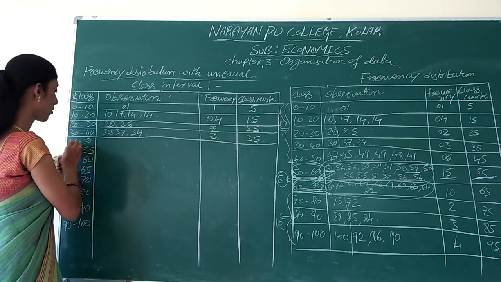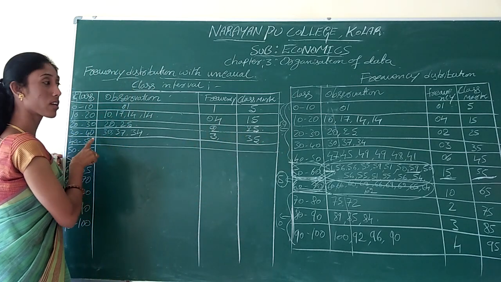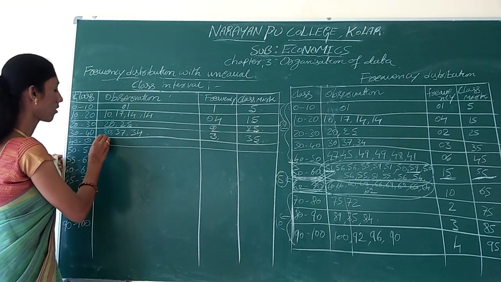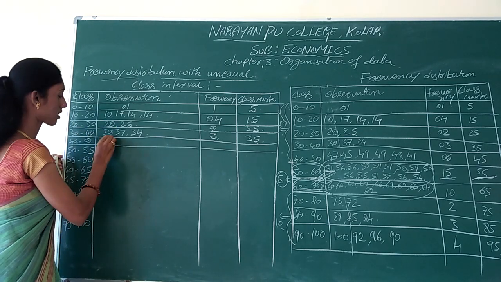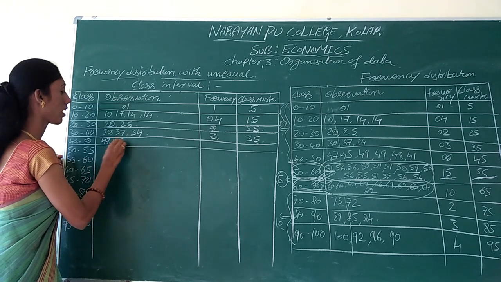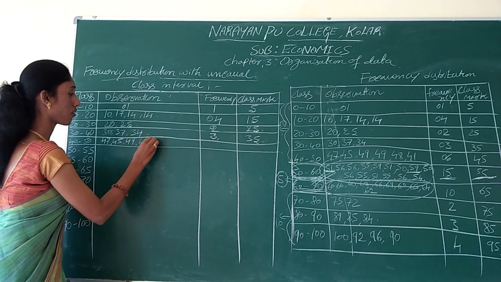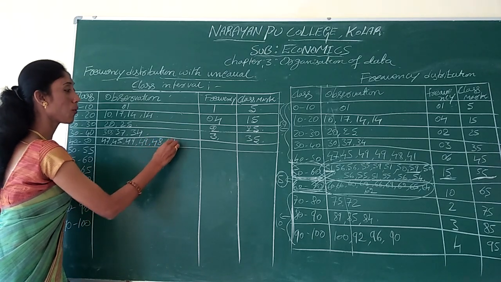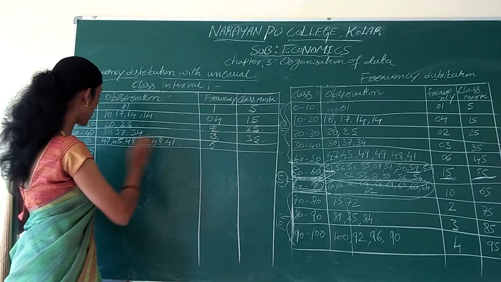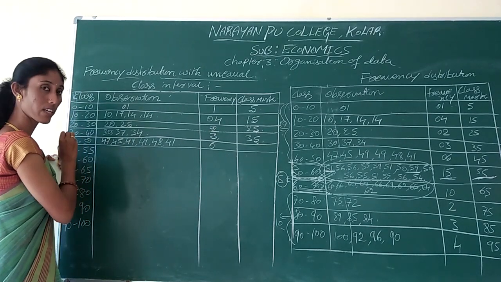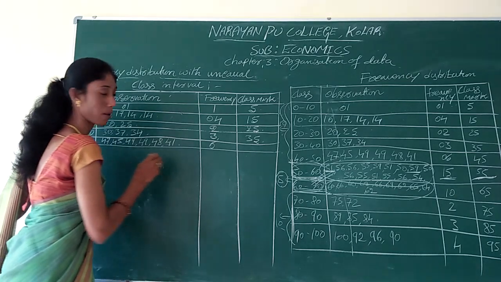And come to the next, 40 to 50. Here between 40 and 50 the observations are 6: 47, 45, 49, again 49, 48 and 41. There are 6 frequencies, and the class mark between 40 and 50, the exact center value of these two, is 45.